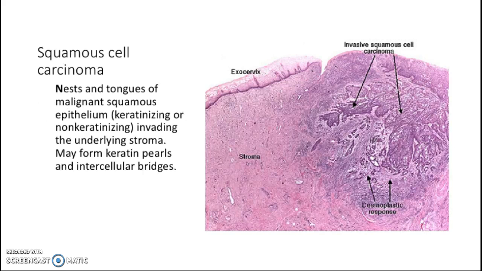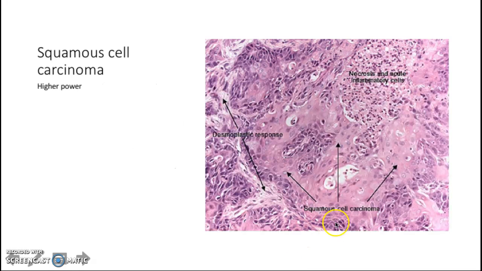For squamous cell carcinoma, they present histologically as nests and tongues of malignant squamous epithelium, which can be keratinizing or non-keratinizing and invade the underlying stroma. If you see the epithelium here, the malignant cells have already invaded into the underlying stroma, surrounded by desmoplastic stroma. Squamous cell carcinoma may form keratin pearls and intercellular bridges. And this is high power. You will see the squamous cells have keratinization in them, which is pinkish in color. If you go even higher power, you may see intercellular bridges, and this is the desmoplastic response. And sometimes you can see necrosis within the tumor.